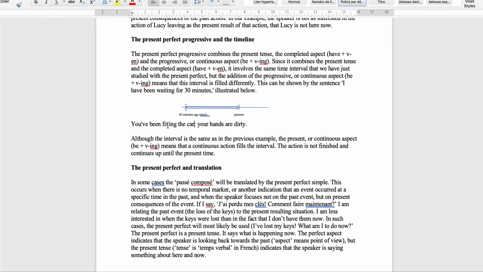Very often it will be the subject, because that's the other thing that's likely to be in the sentence. But it doesn't necessarily have to be the subject, right? I could say, you've been fixing the car, the floor is a mess, or the ground is a mess, right? There is oil everywhere. Present consequences.